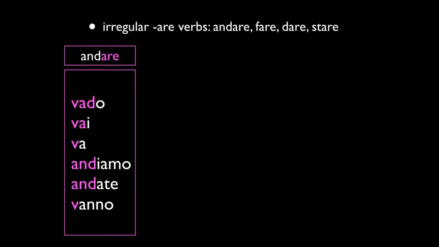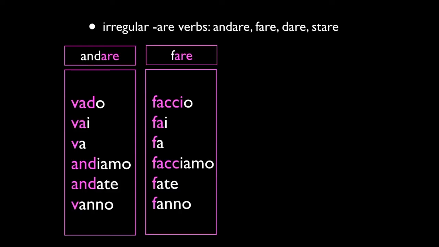So if you're comfortable with andare, you can go on to the next one, which is fare, to do. And that's faccio, fai, fa, facciamo, fate, fanno. The major difference here is that instead of, say, fo or fiamo, which is what you would think those forms would be in the io and noi forms, you've got faccio and facciamo for this. So they add that ACC in there. And that's just a major irregularity, and you'll get more comfortable with that over time. But really, you just have to learn that.